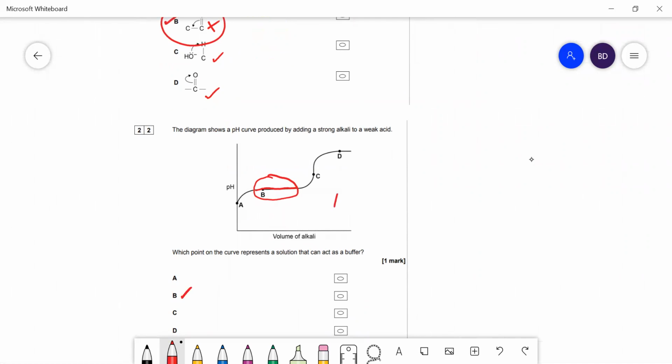Also for a buffer you need a mixture of a weak acid and its conjugate base, A minus. So you might think, oh, D, there's not much happening to the pH there, but at D you've gone way past the end point and you wouldn't have any HA, it would all be A minus. It would all have been neutralized by the NaOH. B is the answer there.